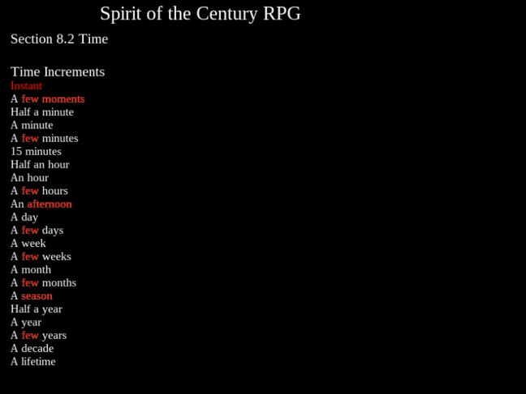A season. The problem with a season, to me, a season is 3 months, and these increments are supposed to be increasing amounts of time. But if you look at the item before it, you have a few months, and the smallest number I can think of as a few is 3. So a few months in a season to me would be the exact same length of time.